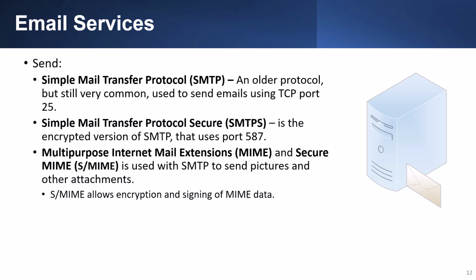To send, Simple Mail Transfer Protocol, or SMTP, is an older protocol, but still very common, which is used to send emails using TCP port 25. Simple Mail Transfer Protocol Secure, or SMTPS, is the encrypted version of SMTP that uses port 587. Multi-Purpose Internet Mail Extensions, or MIME, is used with SMTP to send pictures and other attachments. Secure MIME, or S/MIME, allows encryption and signing of MIME data.